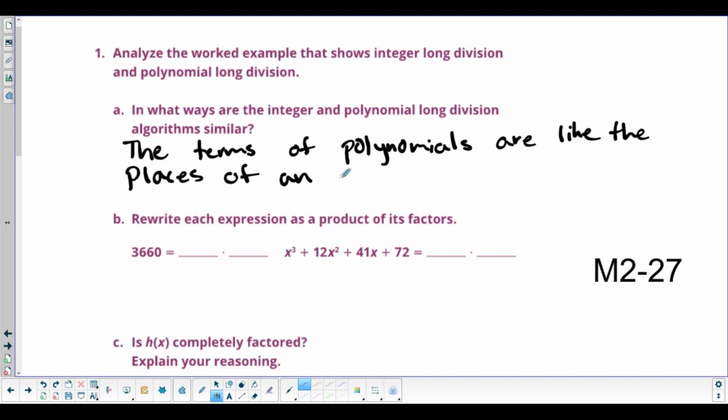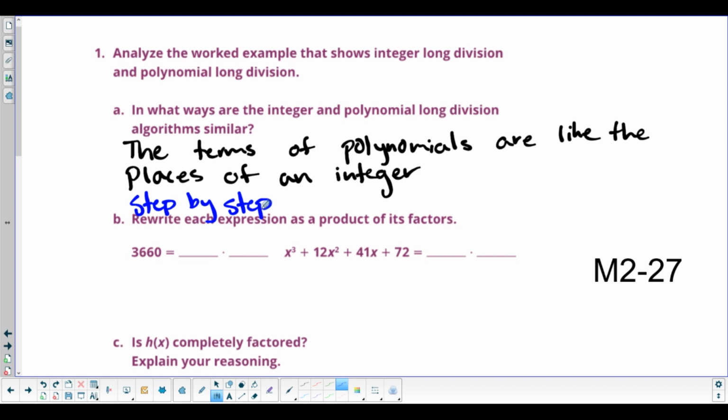Of an integer, right? Meaning like the hundredths place, the tenths place, the thousandths place. Those are like the terms of a polynomial in that you're trying to multiply your divisor into that number, right? Another way they're similar is you go piece by piece. You try to get your divisor in as many times as possible before moving on, and so you do go step by step.